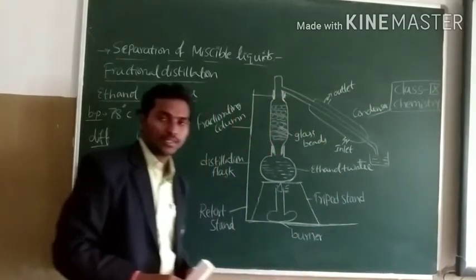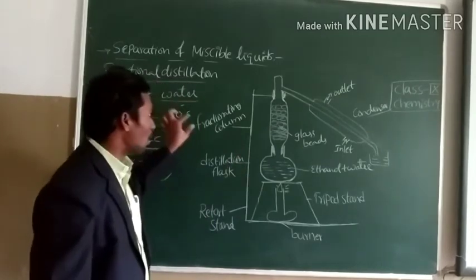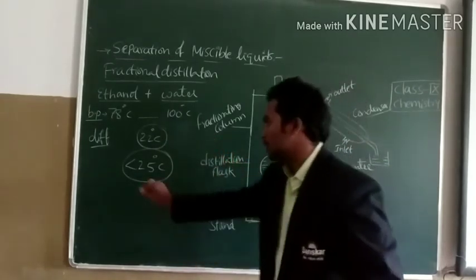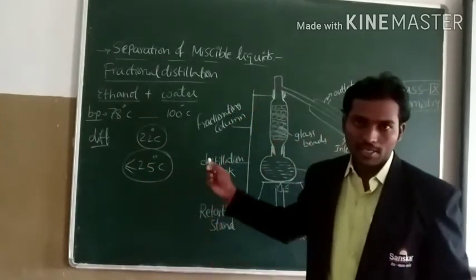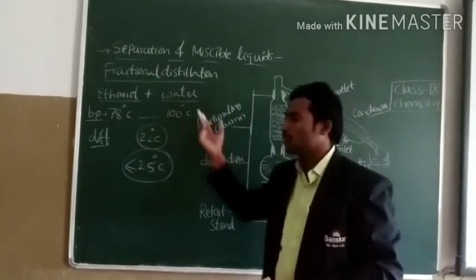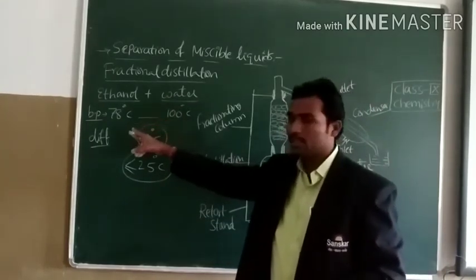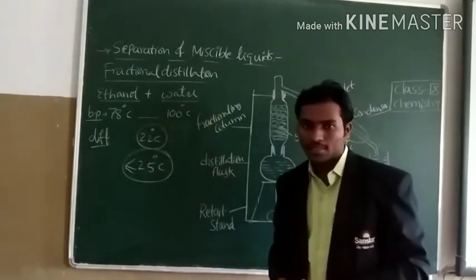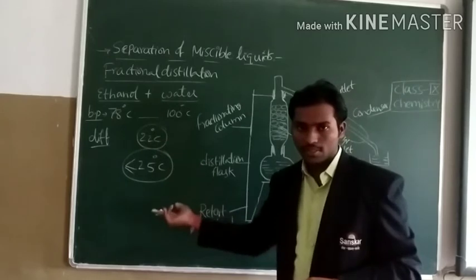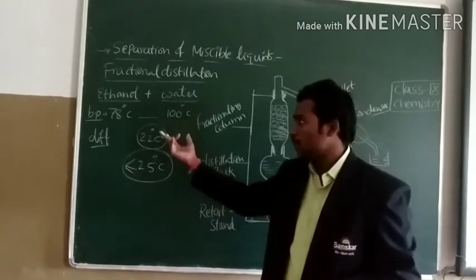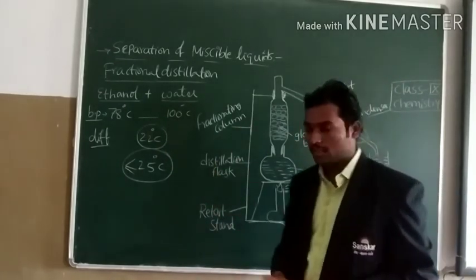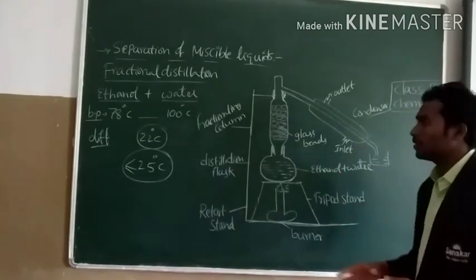We prefer the fractional distillation technique when the boiling point difference between the two liquids is less than or equal to 25 degrees Celsius. For example, a miscible liquid mixture of ethanol and water. Boiling point of ethanol is 78 degrees Celsius. Boiling point of water is 100 degrees Celsius. The difference between the boiling points of the two liquids is 22 degrees Celsius, which is less than 25 degrees Celsius. So for separating liquids like ethanol and water, we have chosen the fractional distillation technique.